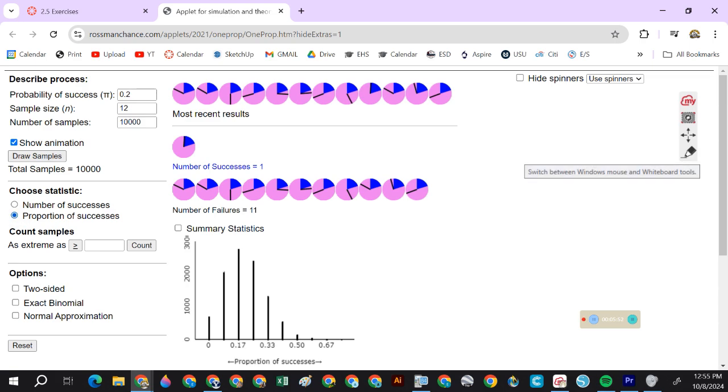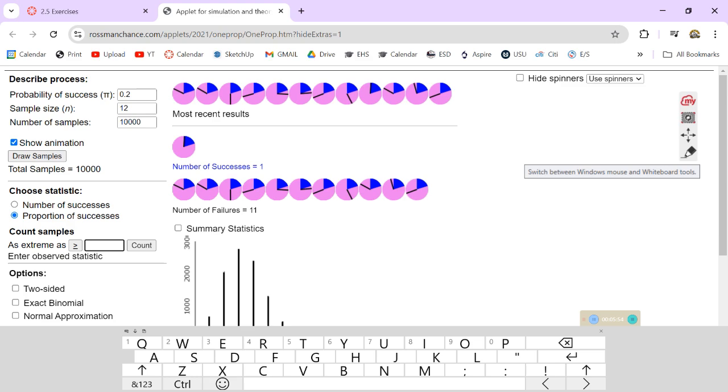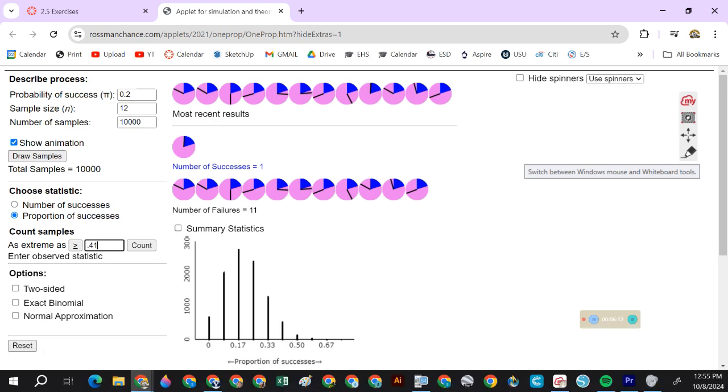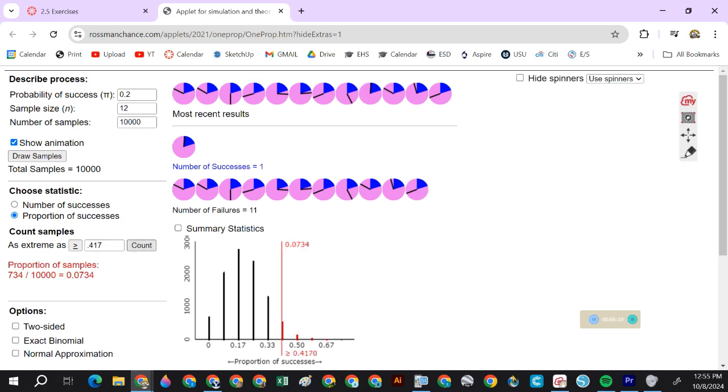So 5 out of 12. What is 5 out of 12? Nobody has a calculator. I do. 0.417. And I want to do greater than, and I get a p-value of 7%.